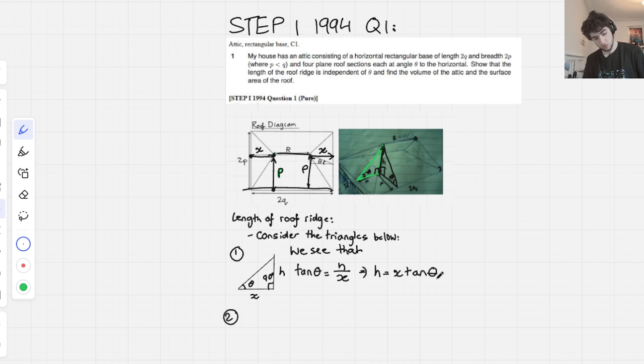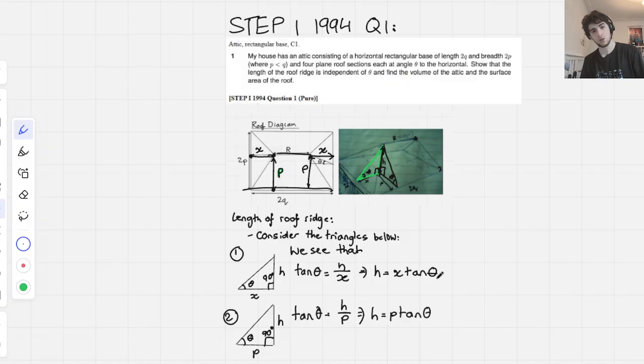So let me just draw that out. There we go. Okay, nice. And so obviously we have that this angle here is 90 degrees, the same angle as theta, but in this case we have this length is p, and this length here is h. Clearly in that case we see that tan theta is equal to h over p, right? Which implies obviously that h is equal to p tan theta, which we already know is equal to x tan theta.